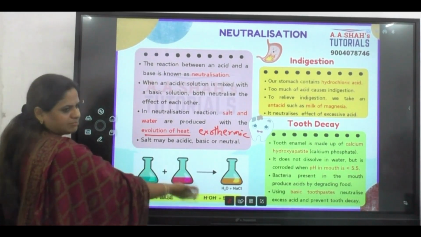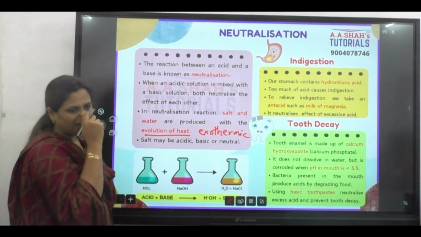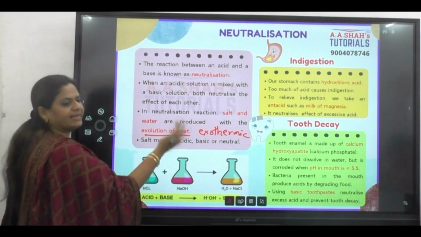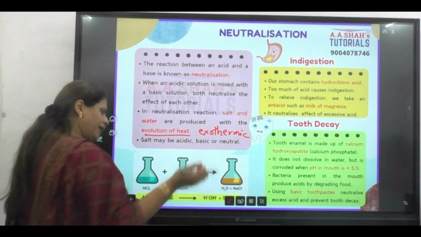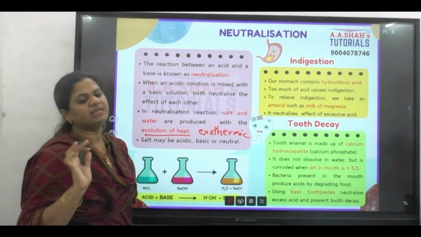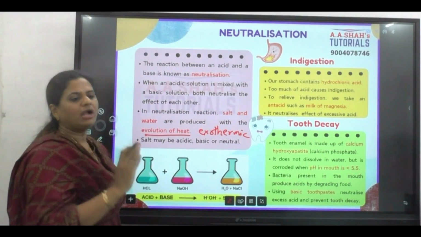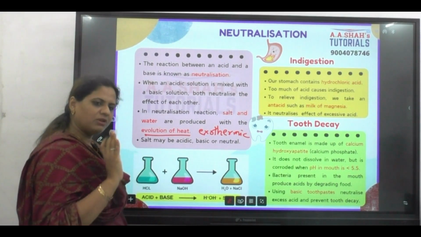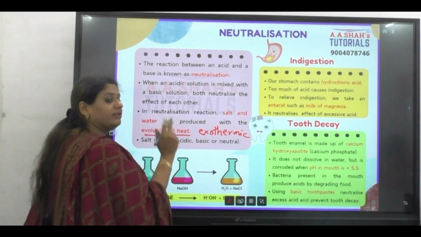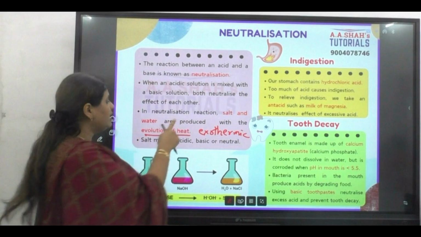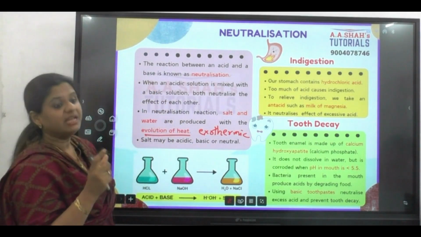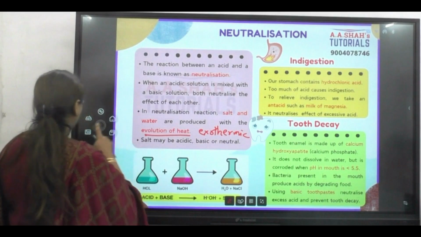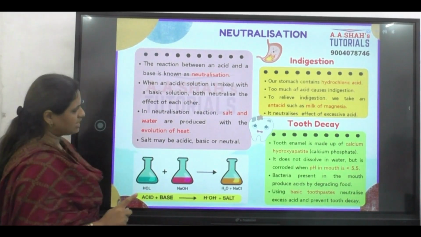So acid plus base will form salt plus water, like HCl, hydrochloric acid, plus sodium hydroxide will form NaCl, common salt, and water. Always, a neutralization reaction will give you salt and water. And the second important thing you should know is that it is an exothermic reaction. It will release heat. So these are two important things about the neutralization reaction.